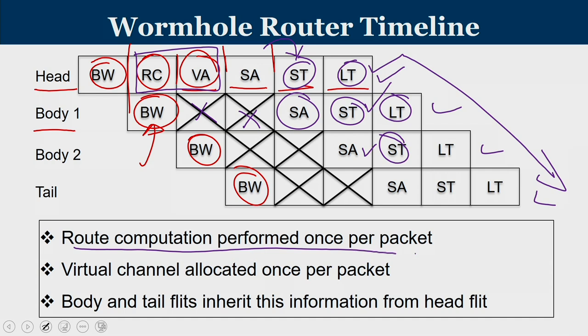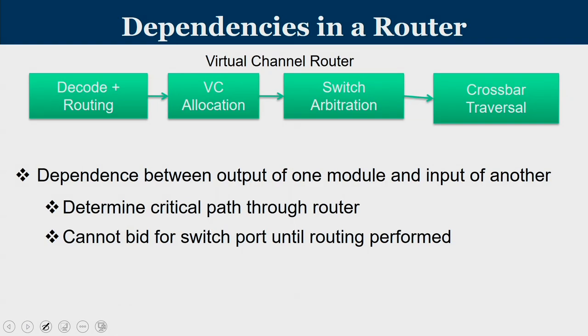Route computation is performed only once per packet. Virtual channel allocation also is done once per packet, and that is done only on the head flit. Body and tail flits inherit this information, that is, the route computed for the head flit and the virtual channel allocated for the head flit, and they simply follow it. Now, let us see what the dependencies are.